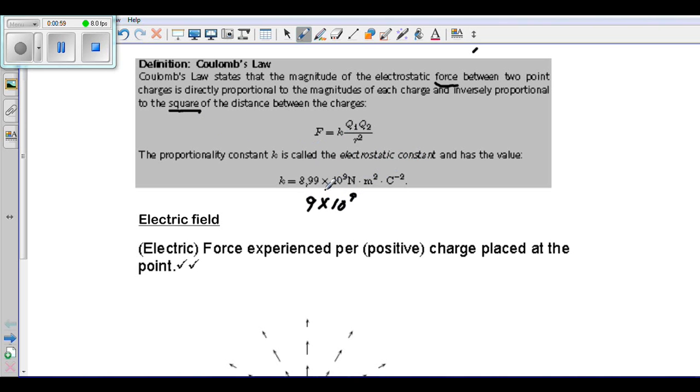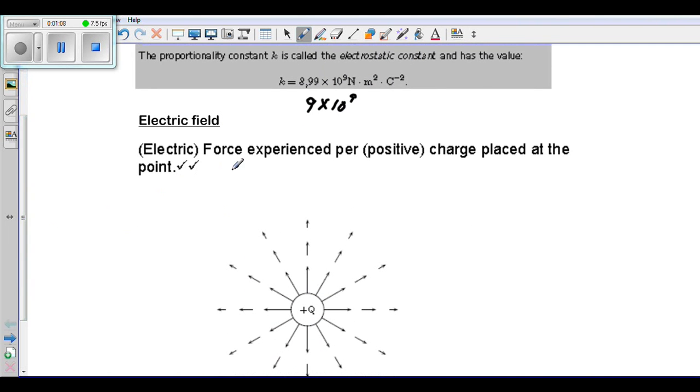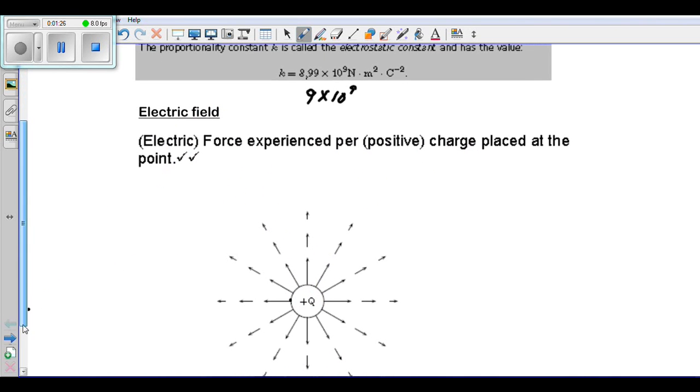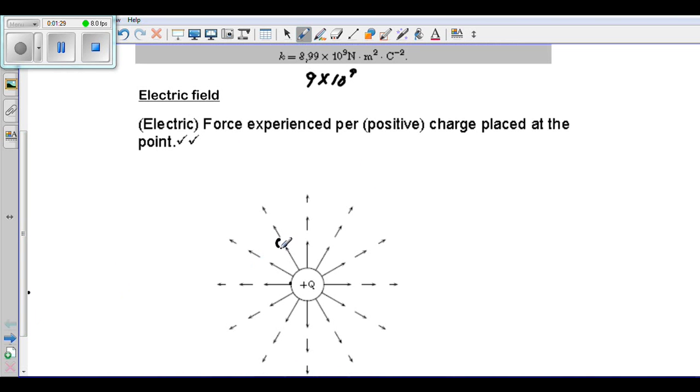The next definition that we have to know is electric field or electric field strength, and here we see that the electric field is defined as the force experienced per positive charge placed at a point. Now, this is also a definition of electric field which you should know very well. What this means is that, say we've got a positive sphere, like in the case here, the diagram at the bottom, Q, and if you place a positive test charge at this point, then because the original sphere is positive, it will repel this positive sphere outwards.